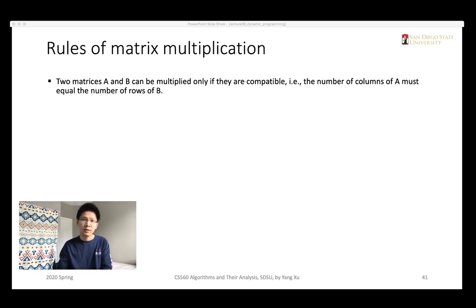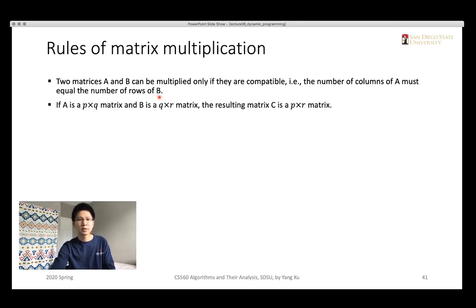okay, we know that the 2 matrices A and B can be multiplied only if they are compatible. Okay, so not all matrices can be multiplied together. They must satisfy that the number of columns in the first one, in A, must equal the number of rows in the second matrix B.